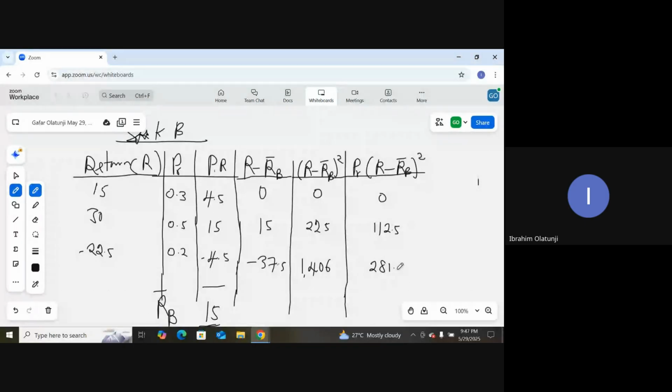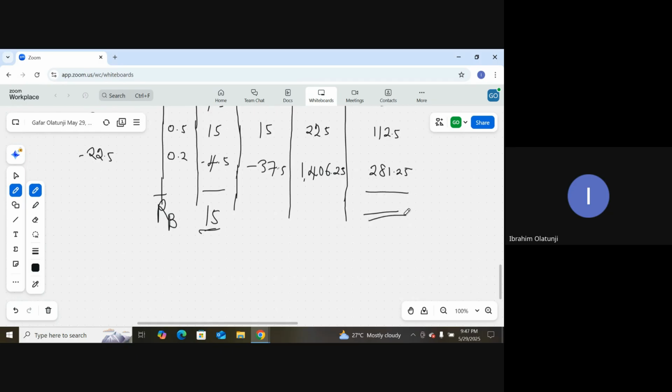0.2 times 1406 is 281.25. Please confirm it very well. Then when we total it, I'm also adding it here, plus 112.5. I'm having 393.75.